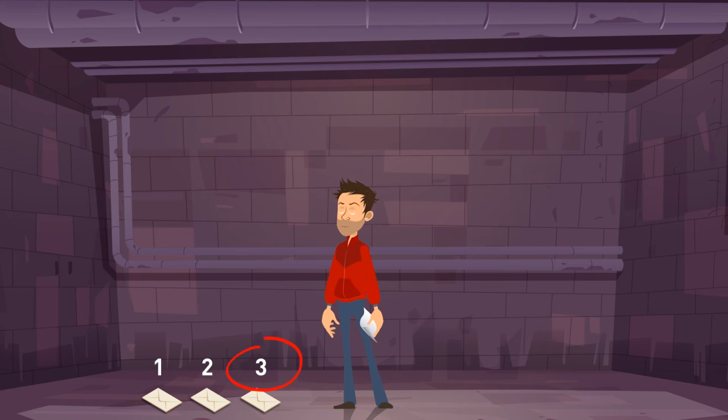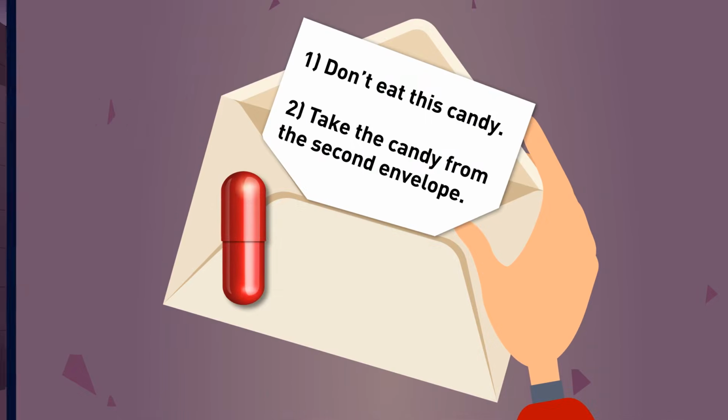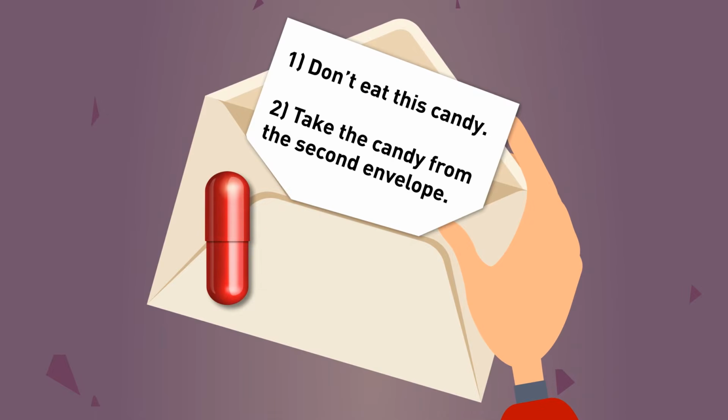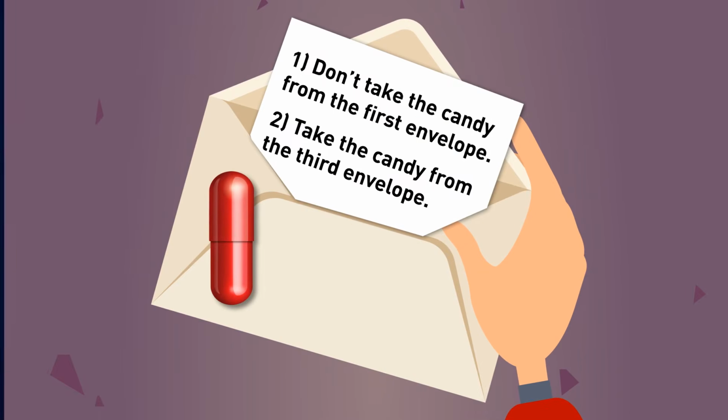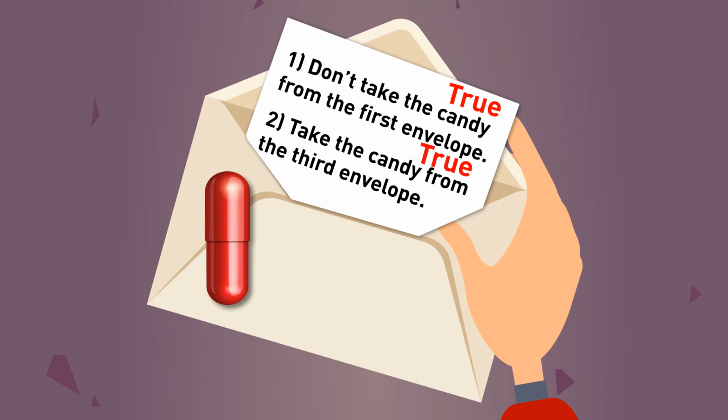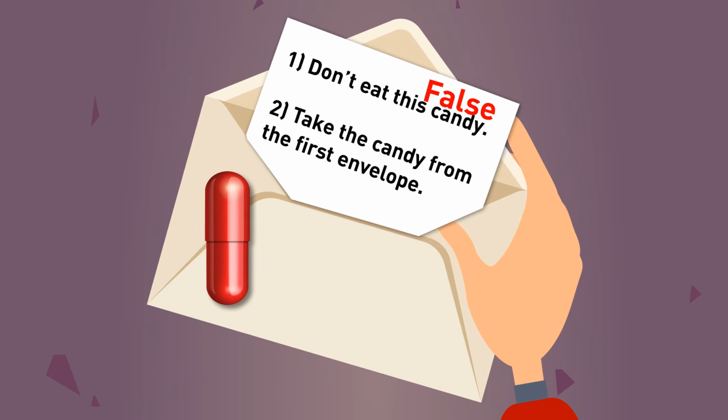He should trust the candy from the third envelope. Let's see why. The first message of the first envelope is true, while the second is false. Both messages from the second envelope are true. This leaves us with 2 false statements on the third envelope.